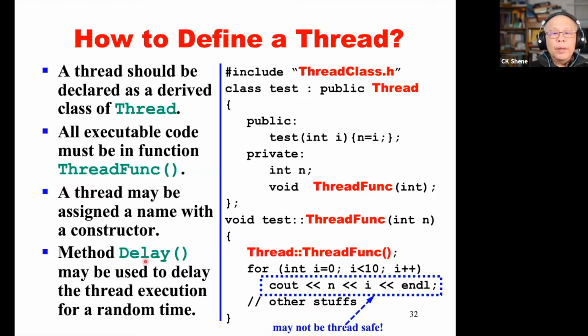Now, there is a method defined in the thread class called Delay. Delay is just yield, thread yield. When a thread calls Delay, that thread yields the CPU to someone else. When that thread could get a CPU back depends on the thread scheduler. So sometimes, because all of your programs to be written for this course are simple ones.